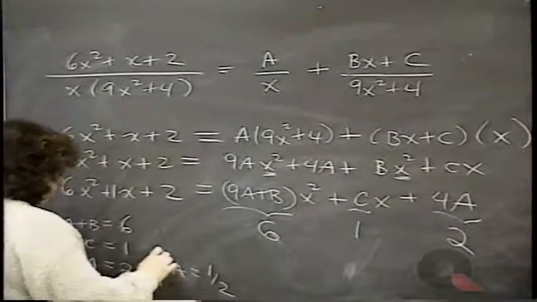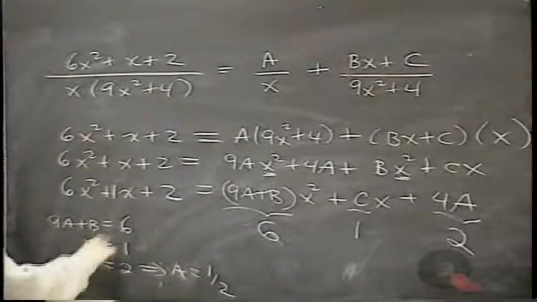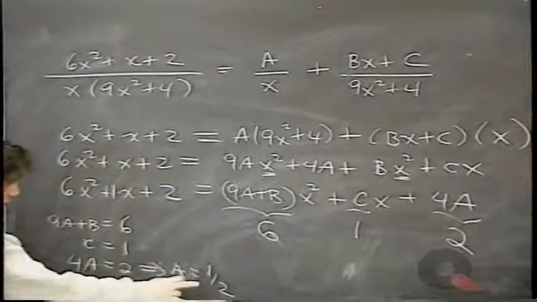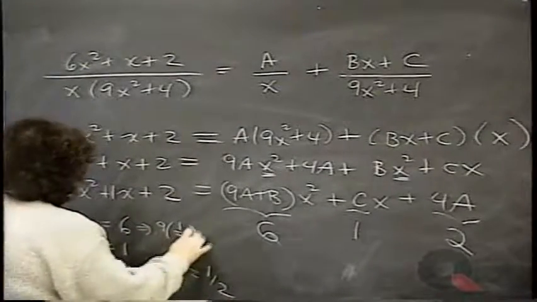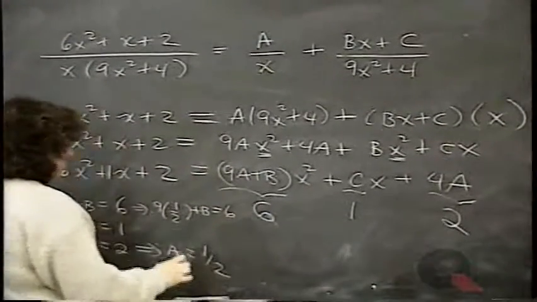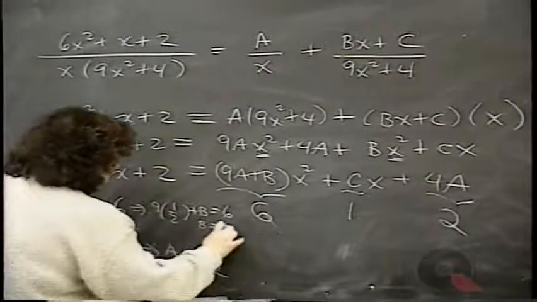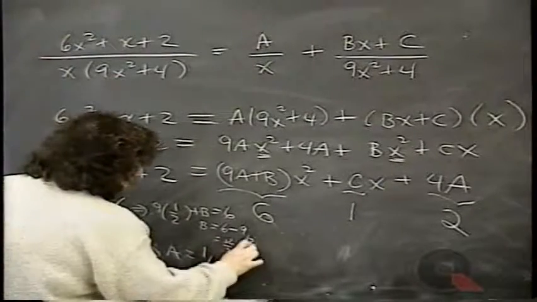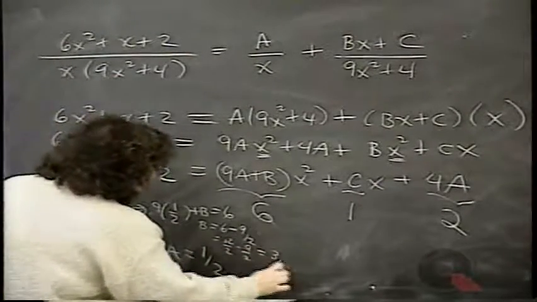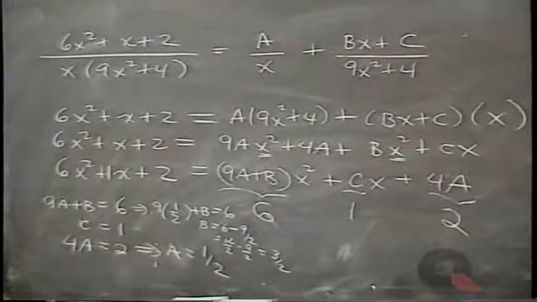We know that c is 1. And 9a plus b is 6. So 9a, but I know a is 1/2. So 9 times 1/2 plus b is 6. So b is 6 minus 9/2, 12/2 minus 9/2, or 3/2.